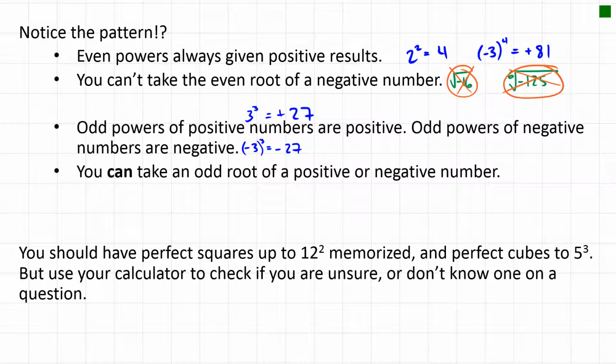You can also take an odd root of a positive or negative number. So you can do the cubed root of negative 27. That's fine. That's equal to negative 3. Just like you can do the cubed root of positive 125, that's equal to positive 5. Positive 5 times itself 3 times is 125.